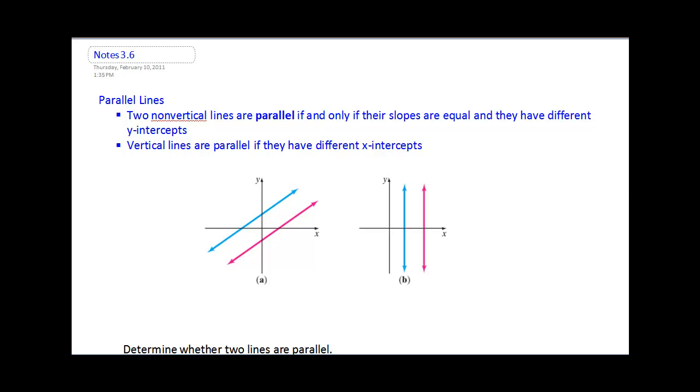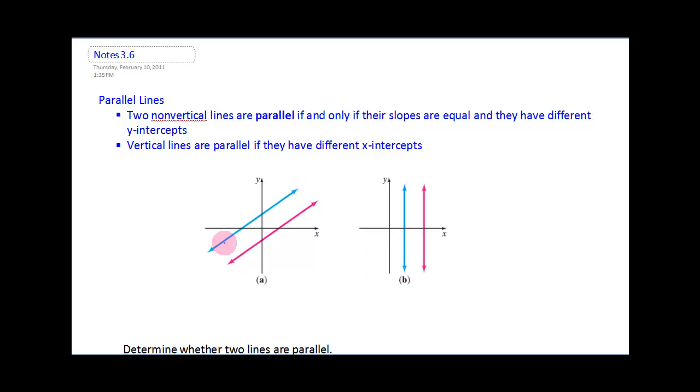And you can see here that we could define parallel lines as two non-vertical lines. They're going to be parallel if and only if their slopes are equal and they have different y-intercepts. In other words, they're going to cross the y-axis at different spots, but yet their slopes are exactly the same. And there's another statement here saying, okay, well, if I have parallel lines, they would have different x-intercepts. But you can see from these pictures here that these would be parallel lines.